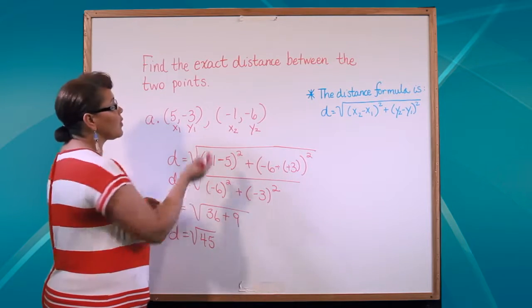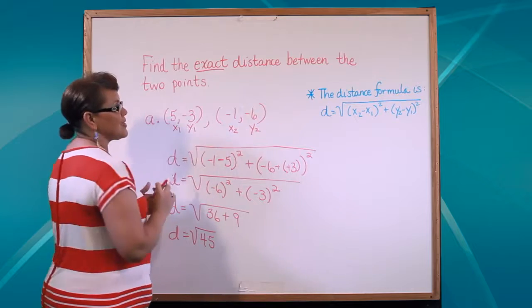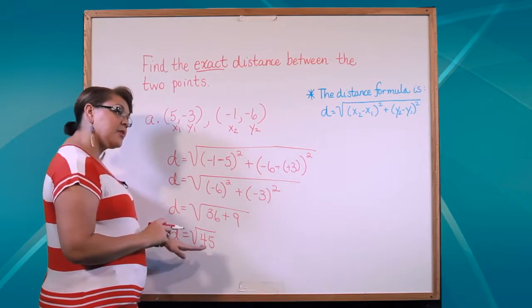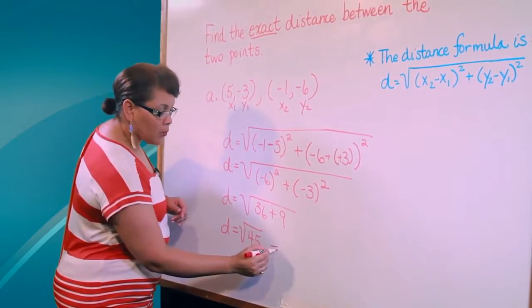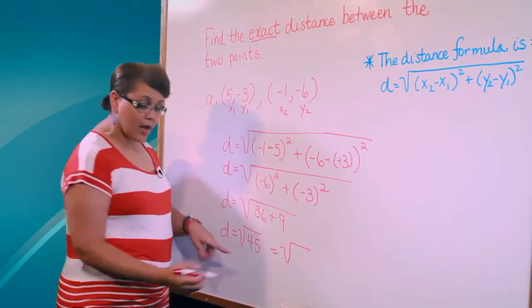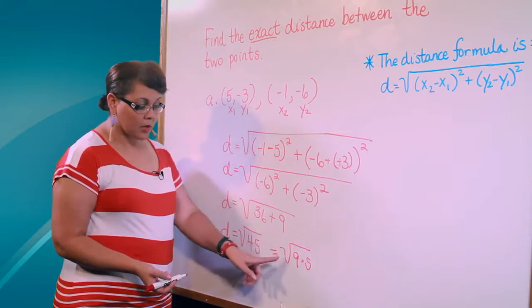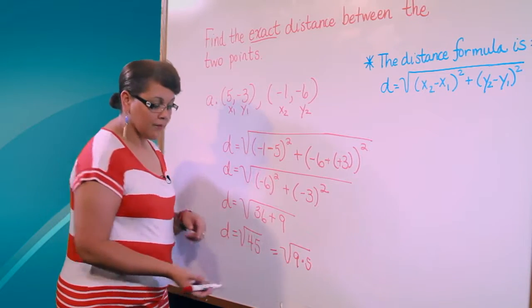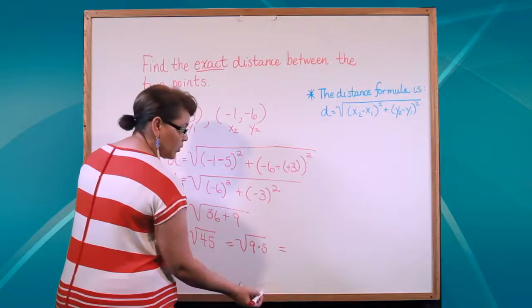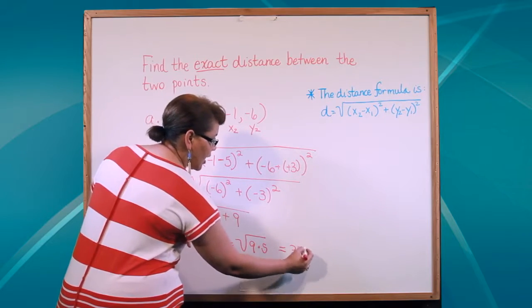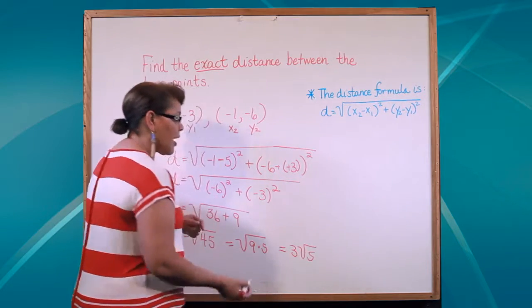Notice in the directions we were asked to find the exact distance. So we need to simplify this radical. You can rewrite the square root of 45 as the square root of 9 times 5, and we know that the square root of 9 is 3. So simplifying this out, we get 3 times the square root of 5.